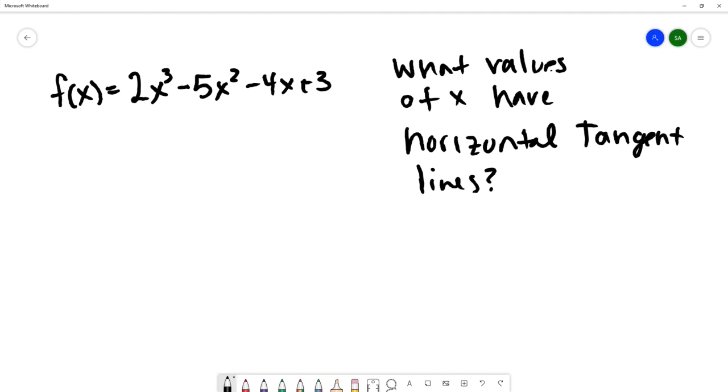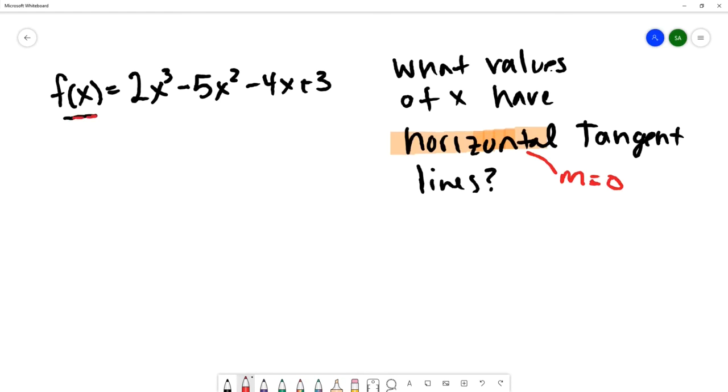Now on this question, we're given a function f of x equals 2x cubed minus 5x squared minus 4x plus 3. And we want to find the values of x that have horizontal tangent lines. Now the significance of looking for horizontal tangent lines is that a horizontal line has a slope that is 0. So the slope is 0.